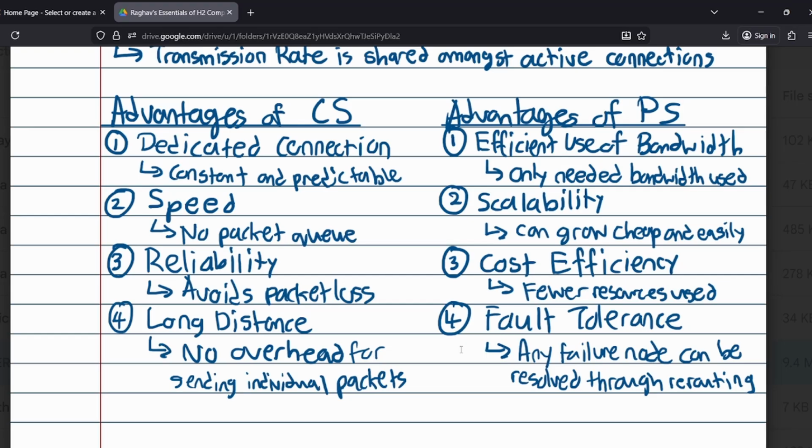For PS, packet switching: efficient use of bandwidth, only the needed bandwidth is actually used, so it's efficient. Scalability, it grows cheaply and easily. Cost efficiency, fewer resources. And fault tolerance, any failed node can be resolved through just rerouting.